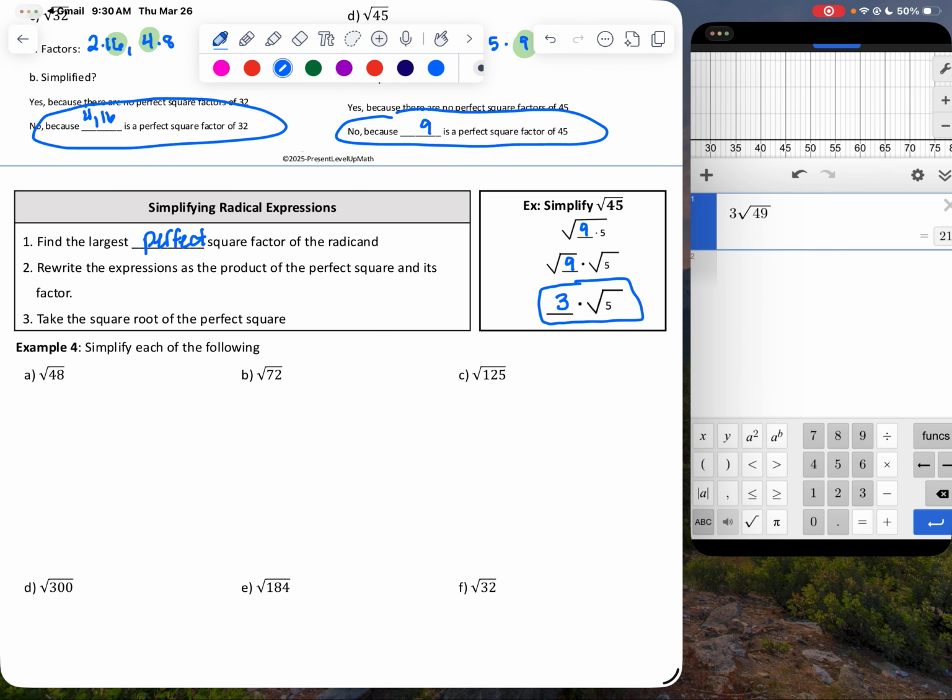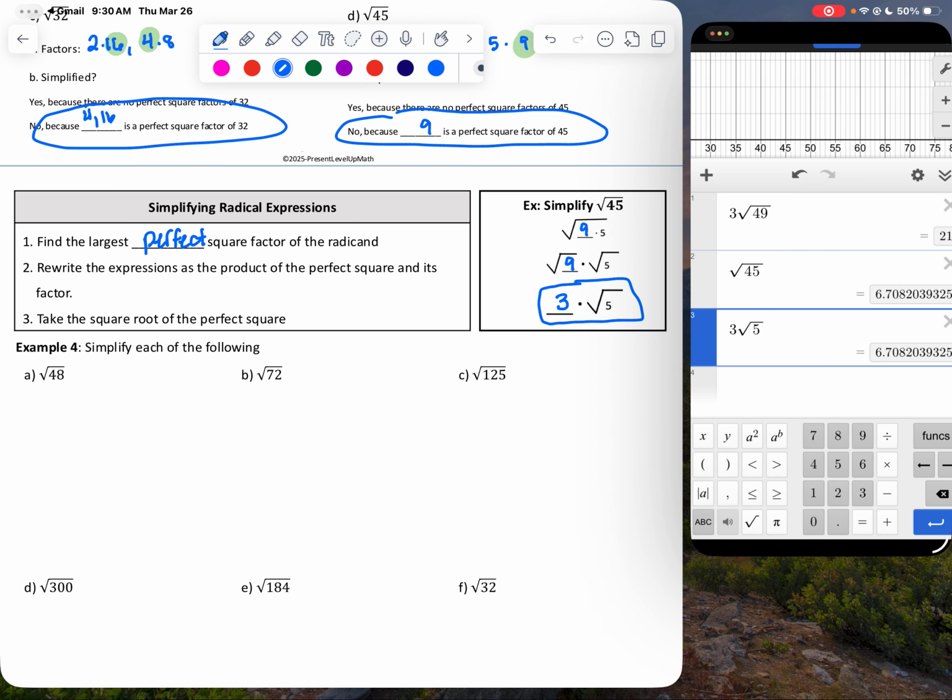Now you can check your answer by taking square root 45, get a decimal approximation, and then 3 square root 5. So make sure the decimal approximations are the same. That's how you'll know if you're doing the problems correctly.